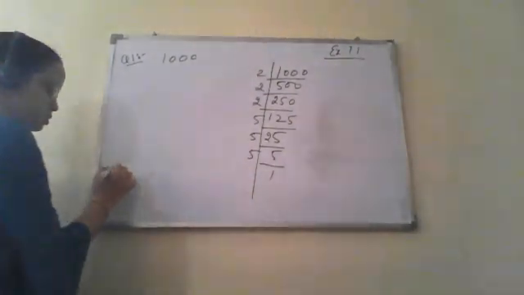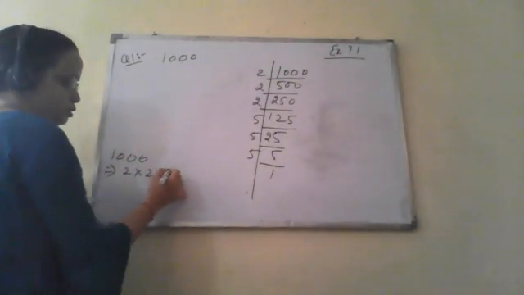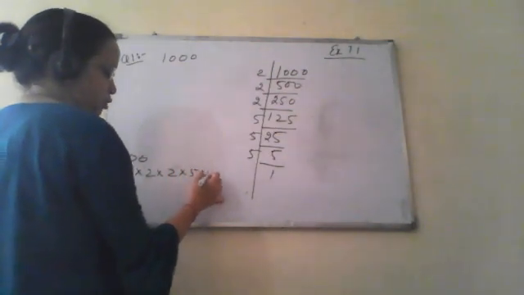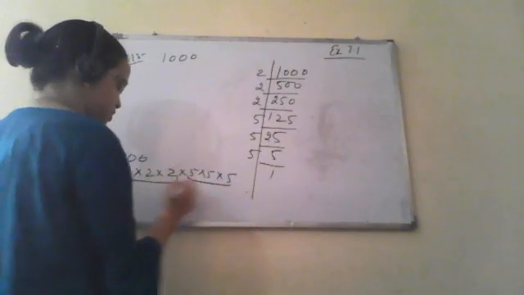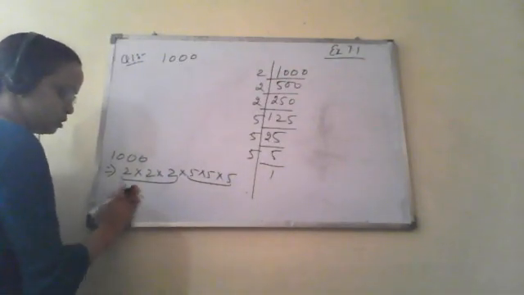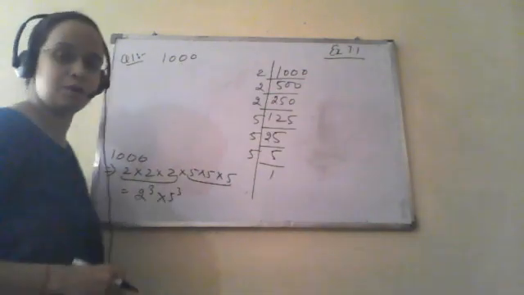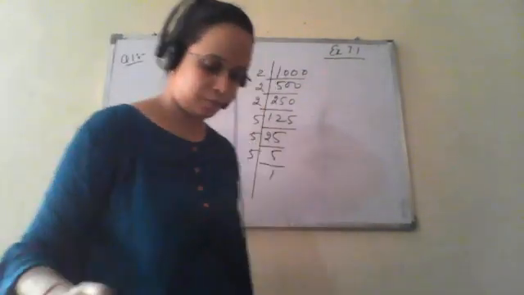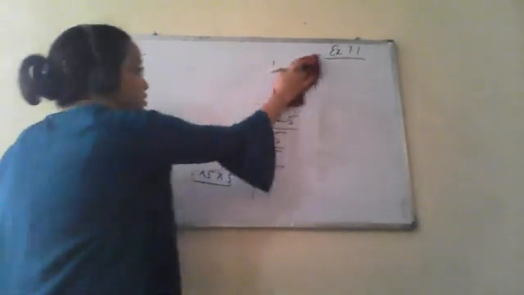Okay, so this 1000 can be written as 2 into 2 into 2, 5 into 5 into 5. So this triplet is complete and this triplet is complete. So it can be expressed as 2 cube and 5 cube. There is no incomplete triplet in this. Clear?